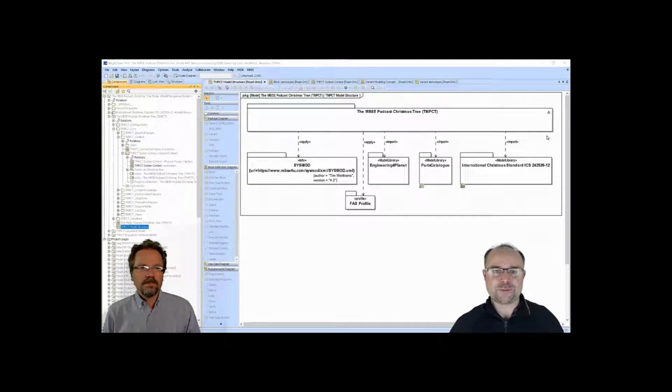Welcome to the 18th door of our MBSE Podcast Advent Calendar. Today, we take a look at the modeling of profiles and stereotypes.